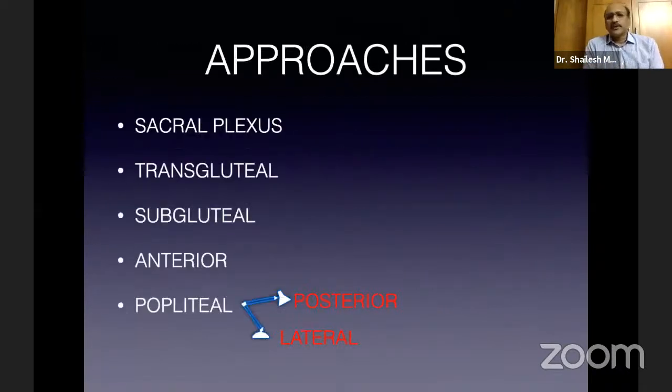Now, there are multiple approaches of sciatic nerve block: the sacral plexus, the transgluteal, subgluteal, the anterior approach, and the popliteal approach. Beyond this, obviously, I will not go. There are rescue blocks. If you're giving only a popliteal block and you're operating below the knee, and some areas where the incision is on the medial side, which is supplied by the saphenous nerve, you can just infiltrate on the tibial tuberosity just to block the cutaneous supply of the saphenous, which is a branch of the femoral. And the rest of the surgery can be done only under a popliteal nerve block.